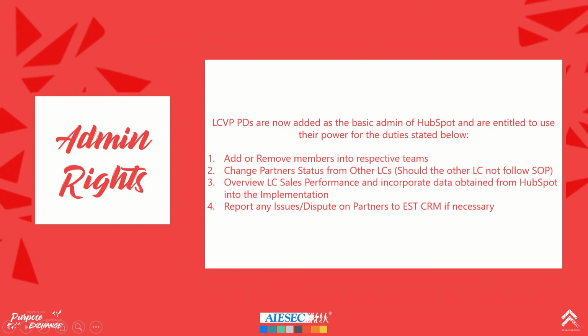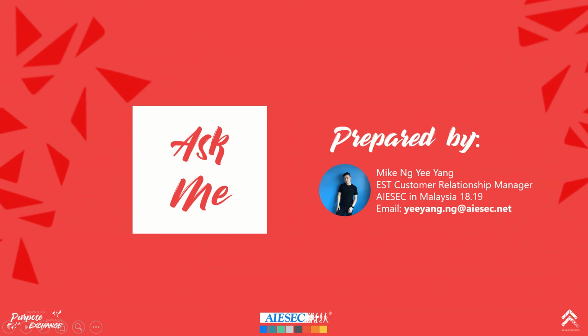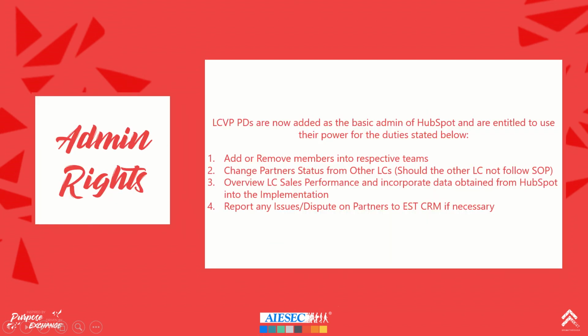Yeah, coming back to the admin rights lastly, LCP PDs are now added as the basic admins of HubSpot and are entitled to use their power for the duties stated below. So the additional powers. Firstly is about adding or removing their members into respective teams, most likely their LCs. And secondly is about changing partner status from other LCs. Should the other LC not follow SOP, which means whatever LC does not follow the SOP for HubSpot management itself, then you'll be allowed to actually take over that company or that LP or FP depending on the situation.